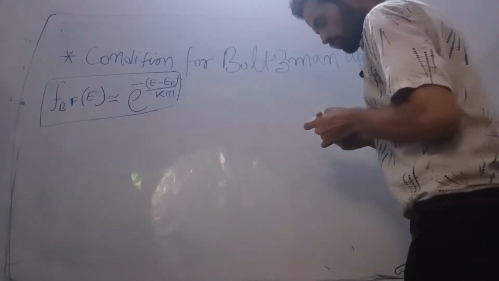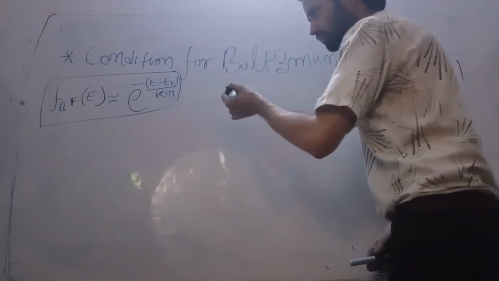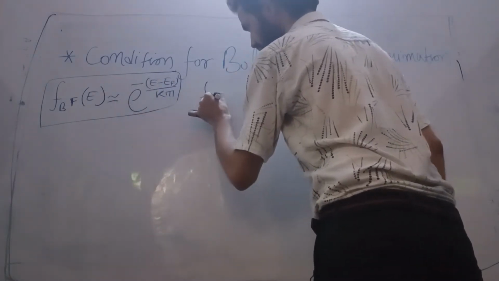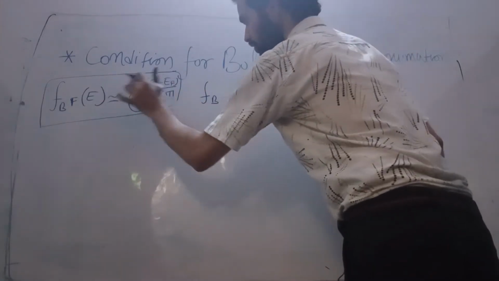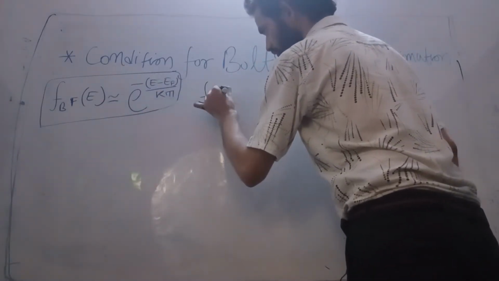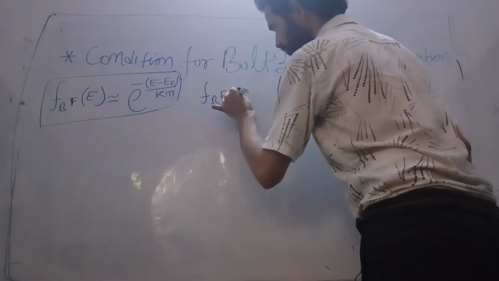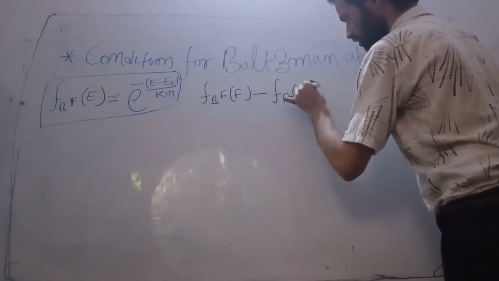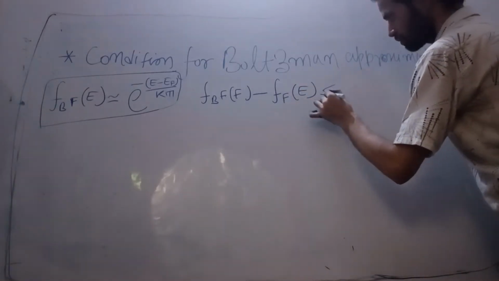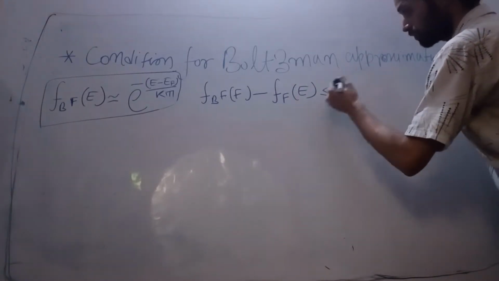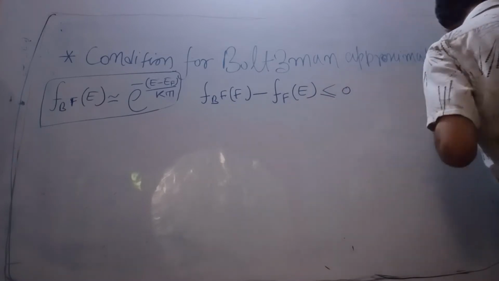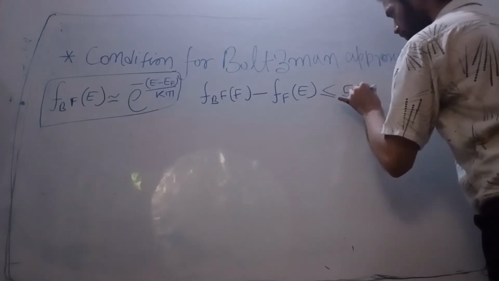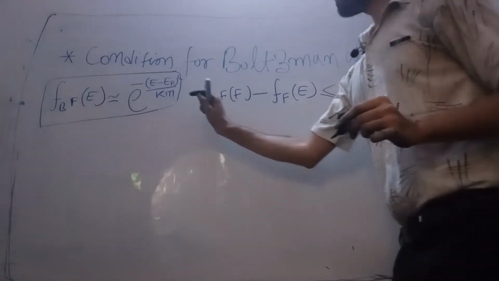Now see here, what is the condition? The condition is that the difference between the Boltzmann approximation and the Fermi-Dirac distribution function should be within what? Within 5%. Yes, within 5%. Both should be within 5%.